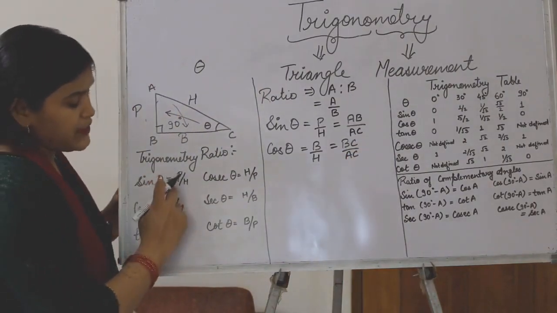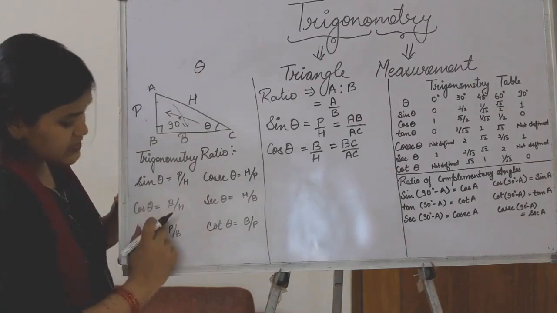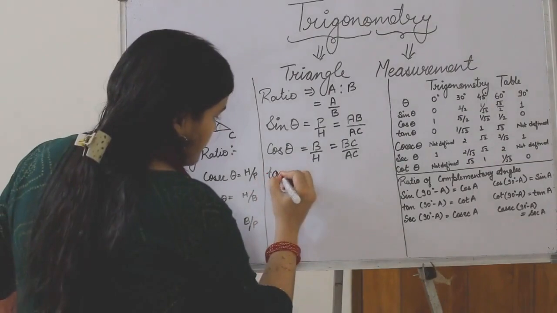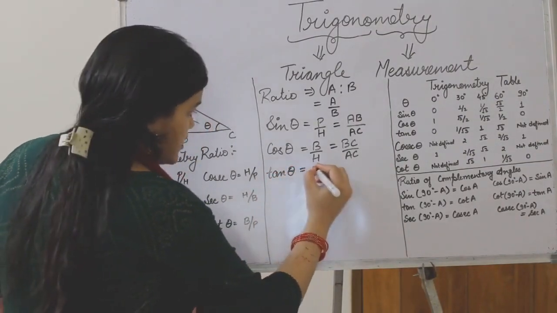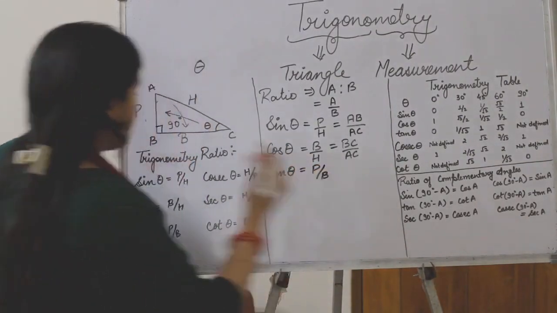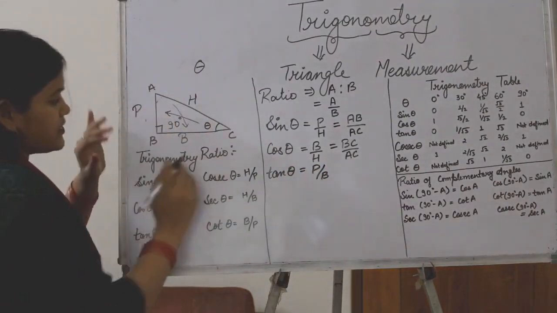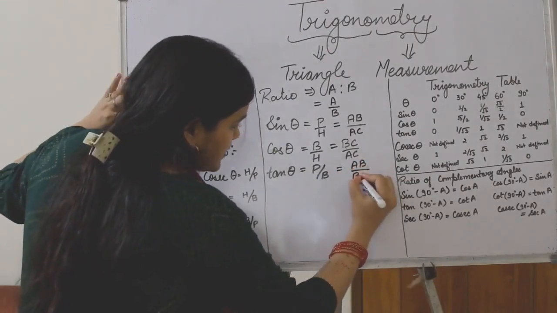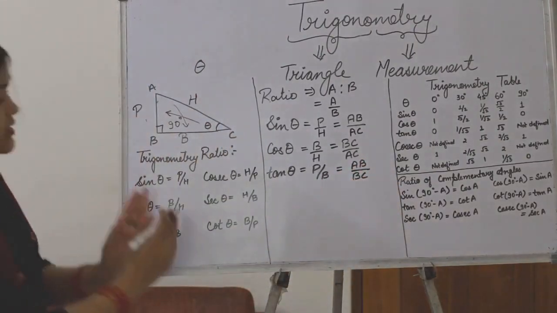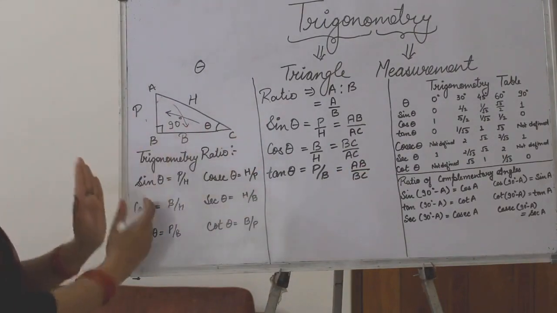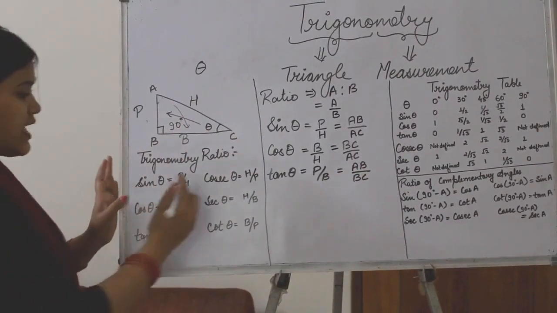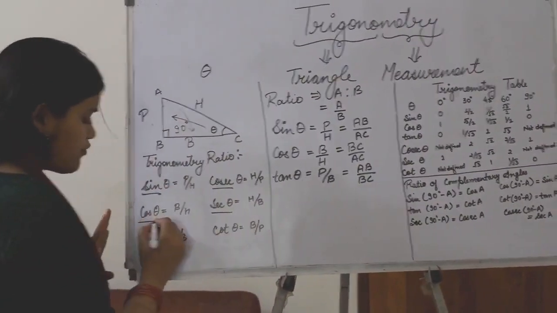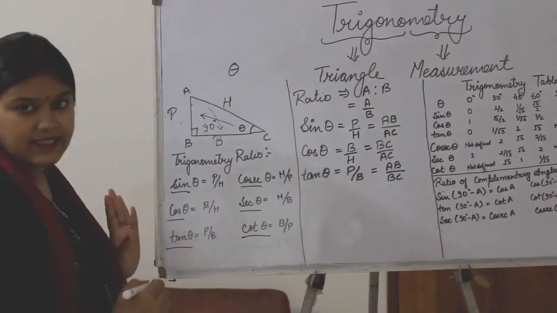Okay? And the same, there are 6 ratios. Sine theta, perpendicular upon hypotenuse. Cos theta, base upon hypotenuse. Tan theta is perpendicular upon base. This side is perpendicular and this side is base. So what will the value be? AB upon BC. Now the other 3 ratios are reciprocals respectively of these 3. Just like cosec is reciprocal of sine, sec is reciprocal of cos and cot is reciprocal of tan theta.